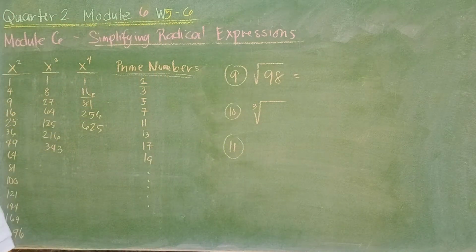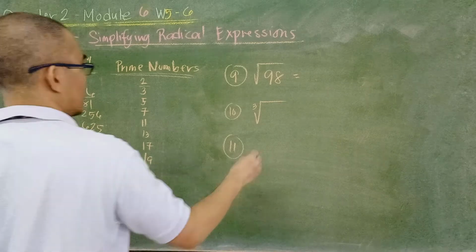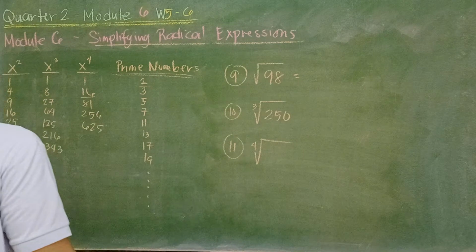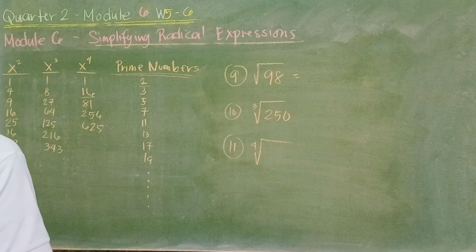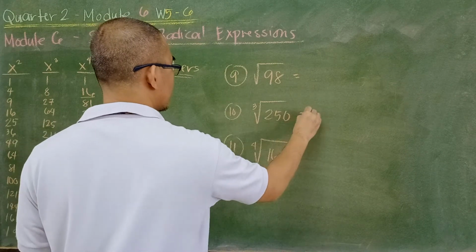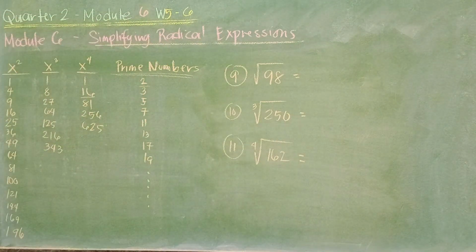Cube root of 250, fourth root of 162. So numbers 9, 10, 11, magkakaiba ng indices. For number 9, yung index mo is 2. Number 10, yung index mo is 3. Number 11, index mo is 4.